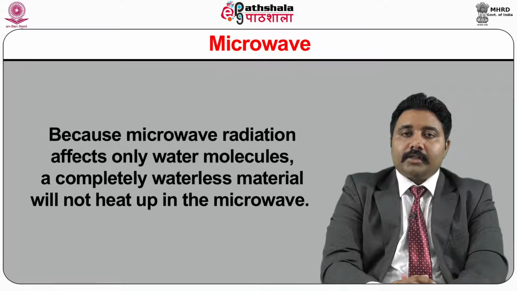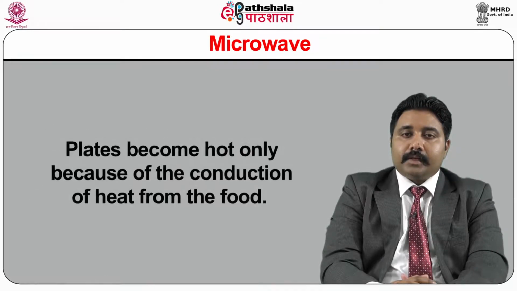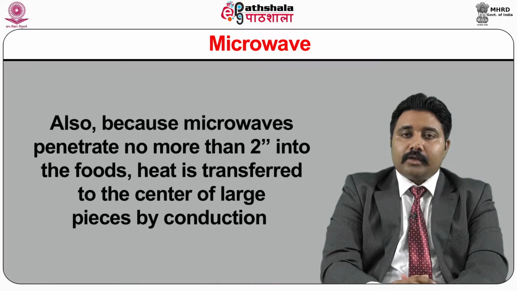Microwave. In microwave cooking, the radiation generated by the oven penetrates part way into the food where it agitates the molecules of water. The friction caused by this agitation creates intense heat which cooks the food, because microwave radiation affects only water molecules. A completely waterless material will not heat up in the microwave. Plates become hot only because of the conduction of heat from the food. Also, because microwaves penetrate only a short distance into the foods, heat is transferred to the center of large pieces by conduction.